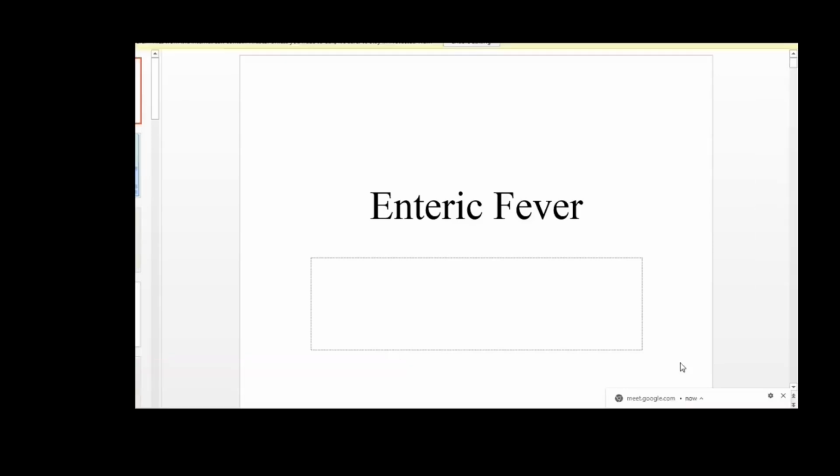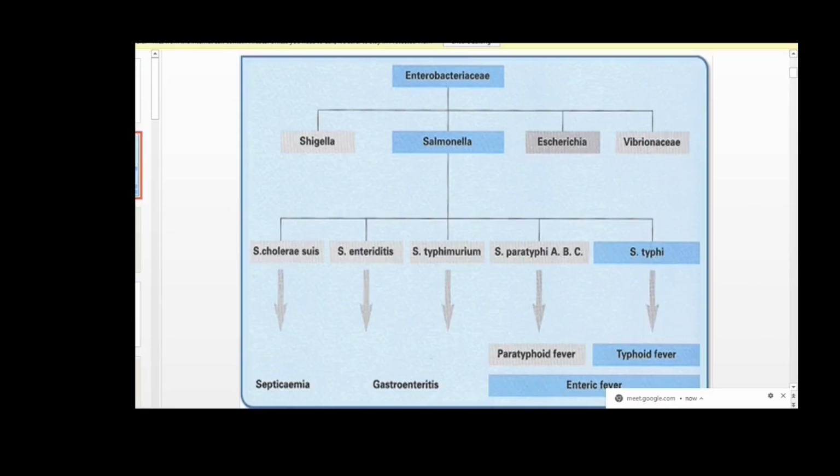So we have been talking about bloodstream infections, and this is just a continuation of that. Enteric fever is an infection caused by a bacteria. The bacteria which causes enteric fever is Salmonella, which causes many other diseases. But this class has been focused mainly on enteric fever. So I would like you to have a look at this slide.